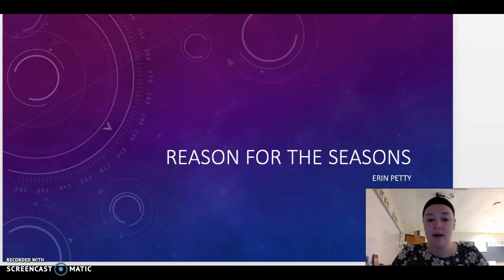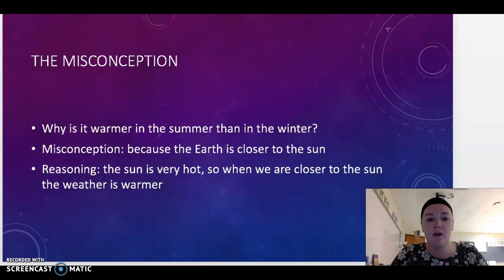A common misconception many students have is the reason behind our seasons. When asked why it is warmer in the summer than in the winter, a lot of students will respond with "because the Earth is closer to the sun." The reasoning is that the sun is very hot, so when we are closer to the sun, the weather is warmer, like in summer.